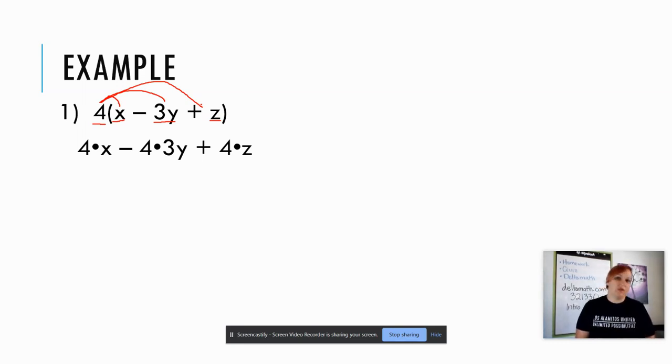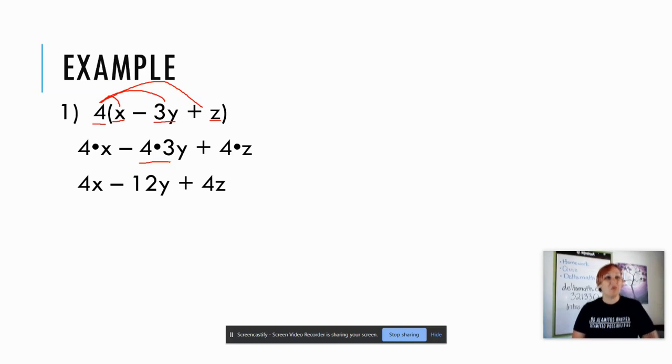If you just have a number and a letter to multiply them together, just write them right next to each other. For the middle term, we did have another number. We had the number 3, so you are going to multiply the 4 times the 3, and that'll turn into a 12. And that's how you do the distributive property.